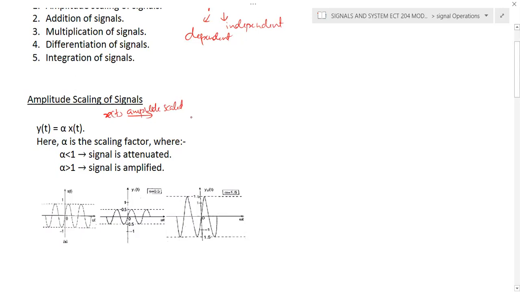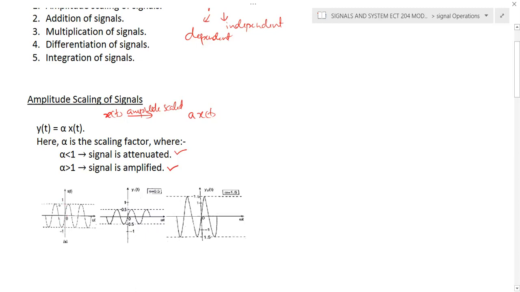Scaled means it becomes a into x of t. Okay. So this a into x of t is known as a scaling, and if a is less than 1, we will call it as a signal is attenuated. If a is greater than 1, we will call it as signal is amplified. Okay, attenuated and amplified.